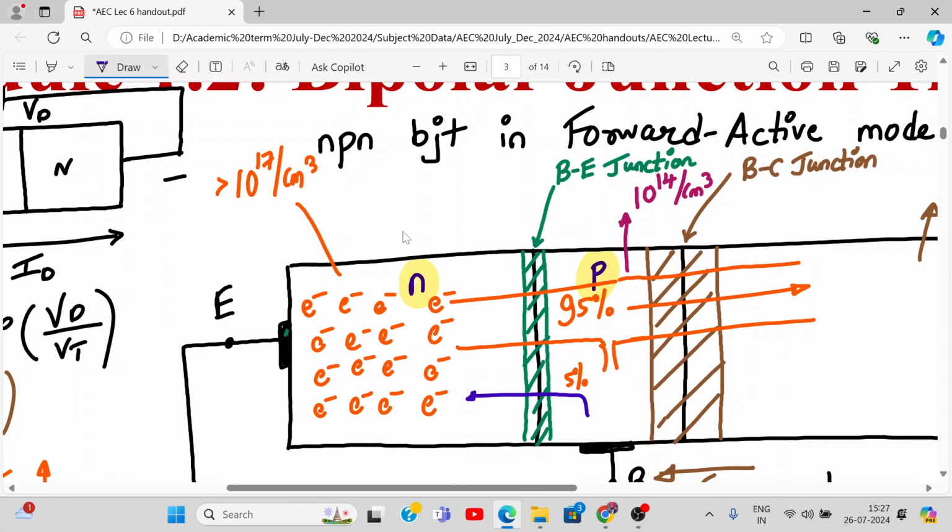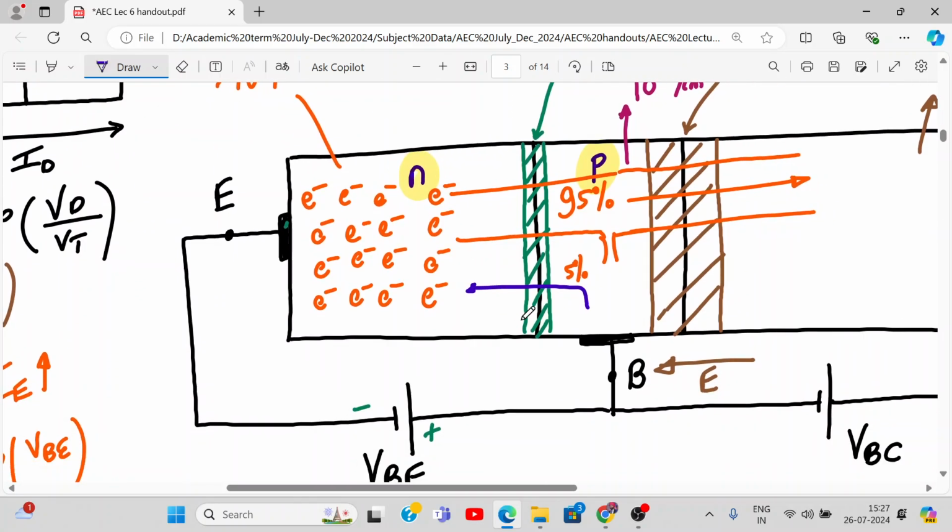The holes from here can also travel towards, see the holes here, holes will be attracted towards the negative side of the battery. So maybe out of 100, maybe 5 or 6 will travel back, but they'll recombine with the electrons over here, but still will contribute to the current.